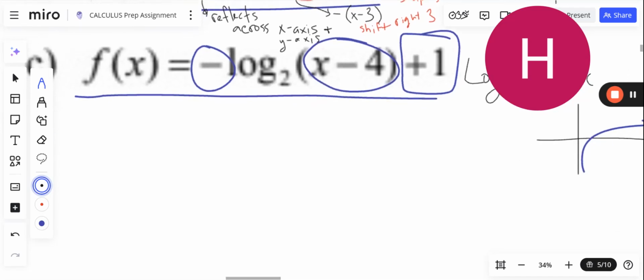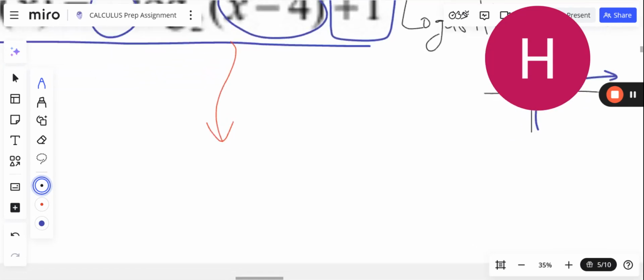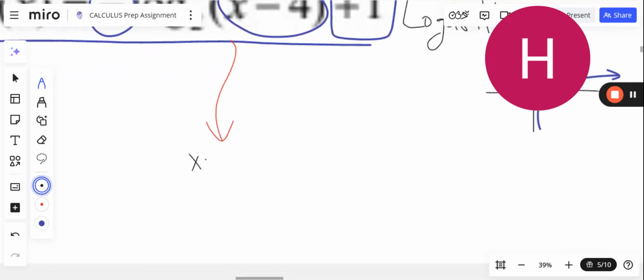Okay, let's take a look at the logarithm. So, what's the domain of a logarithm? We have some transformations, but we'll talk about those in a minute. The domain of a logarithm is that the inside, also called the argument of a logarithm, must be greater than 0, not just greater than or equal to, but greater than 0, which means, of course, x must be greater than 4, strictly greater.